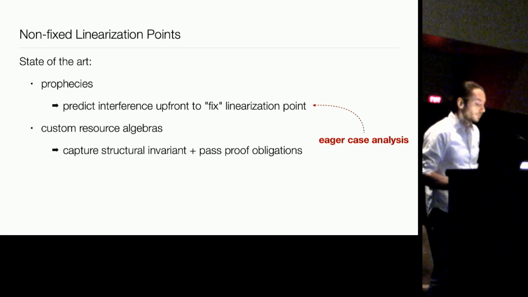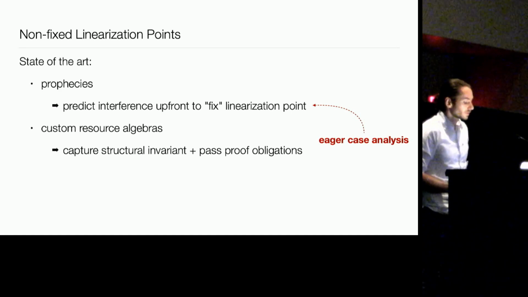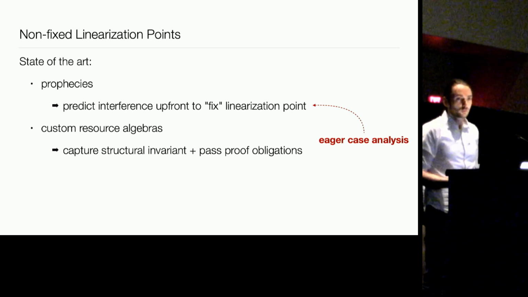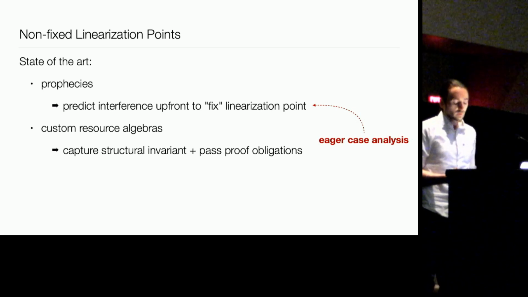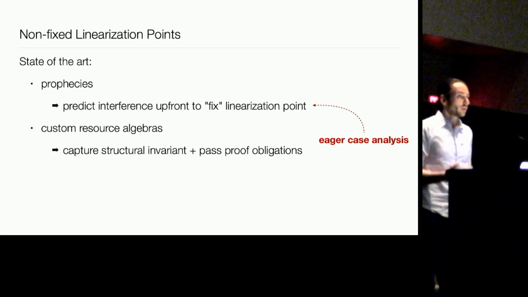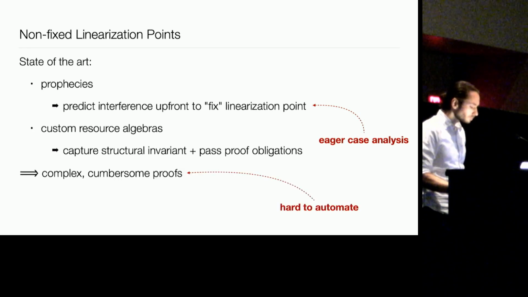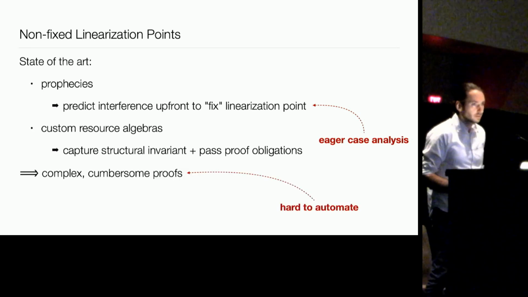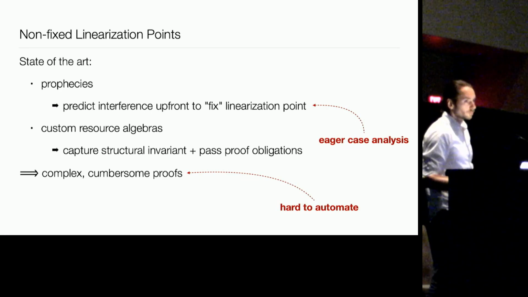On top of that, you will use custom resource algebras to capture the structural invariant of the data structure and to pass proof obligations among threads. You will need that if the non-fixed linearization point occurs while another thread is executing, as I alluded to earlier. All of this leads to fairly complicated proofs that are hard to do and even harder to automate.